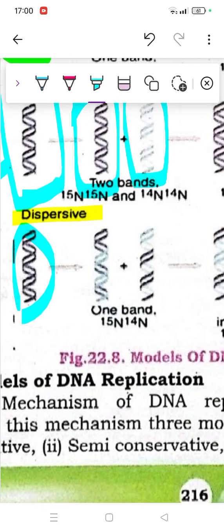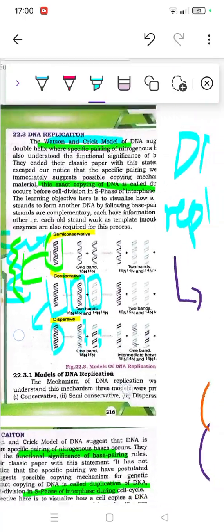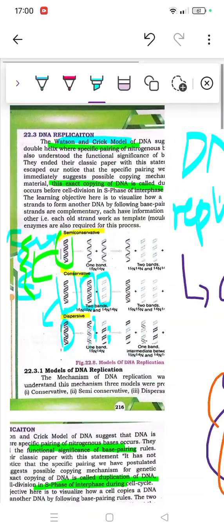Dispersive means if you look at this one, here you see the mixture of dark color and light, dark, light. This region continues, here even light, dark. So like this we can say for the dispersive, half the part is one and half is the other, half light and half dark.